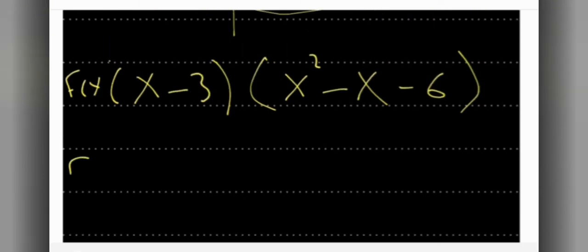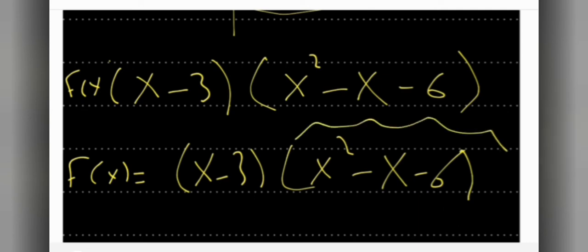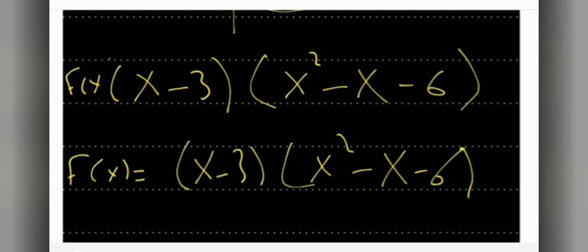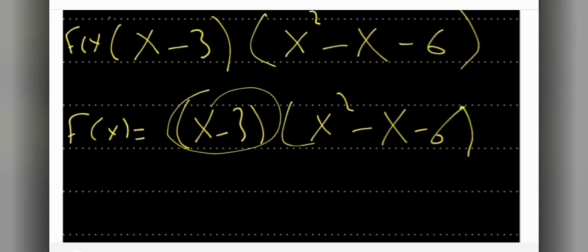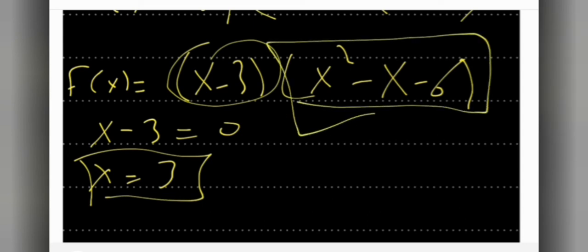for f of x to be equal to 0, now we know that f of x is equal to x minus 3 multiplied by x squared minus x minus 6. So either this part is 0, because 0 multiplied by any number is 0, or this part is 0. So if x minus 3 is equal to 0, then x equals 3, so we have a root in 3. Now let's see over here where this part equals 0.